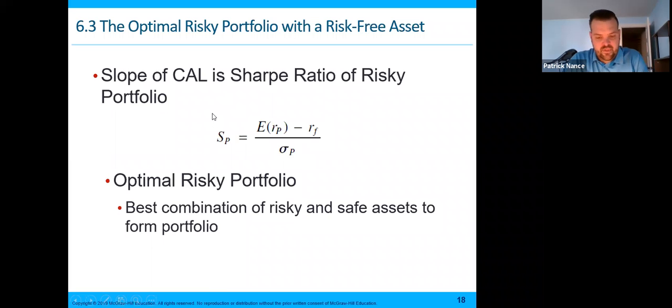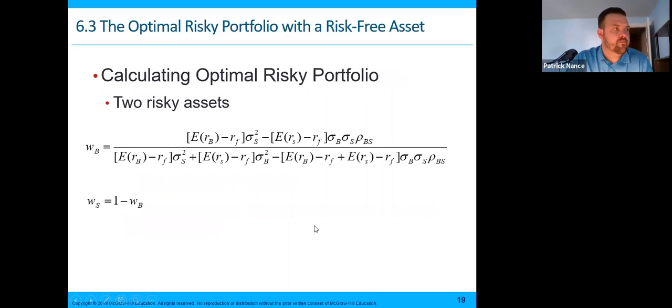Okay, so the slope. Make sure I get this. The slope of CAL is the Sharpe ratio of risky portfolios. So CAL stands for the capital allocation line, so we're talking about our allocation in this particular example between stocks and bonds. So the optimal risky portfolio has the best combination of risky and safe assets from the portfolio.